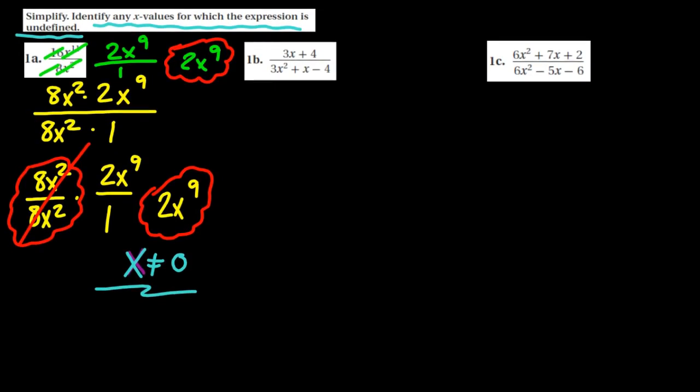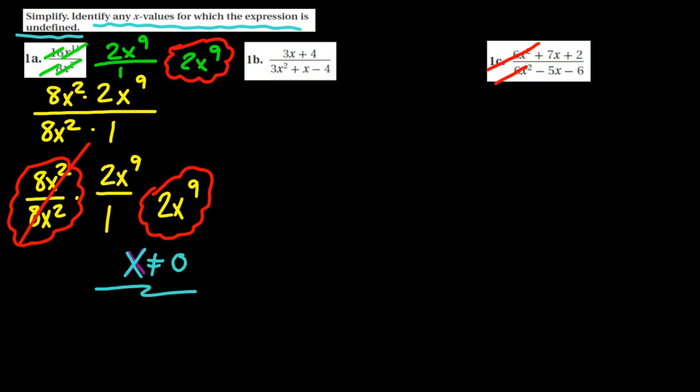Students will very commonly get canceling happy, and they just look at, like in 1c, they just look at this and go, all right, simplify this. Oh, cross that off, cross that off. But you can't do that. That's against the rules. You can't cross off terms like that. You can only cross off factors.